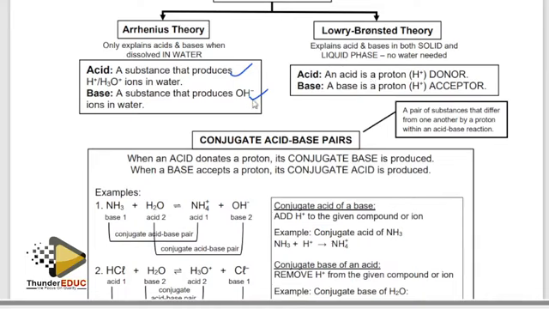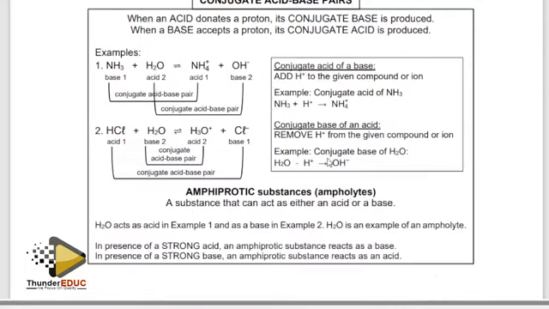Based on Arrhenius, an acid is a substance which produces hydrogen ions in aqueous solution, and a base is a substance which produces OH-. Based on Brønsted-Lowry, an acid is a proton donor, and a base is a proton acceptor. So basically, you have to know that.